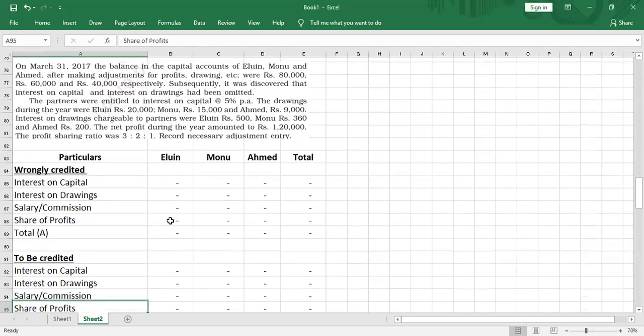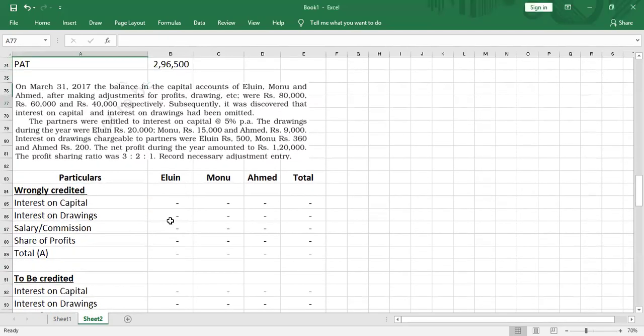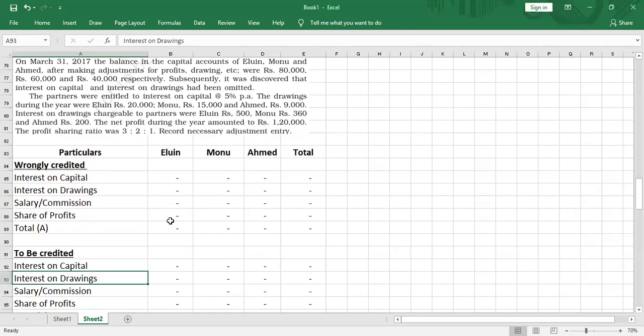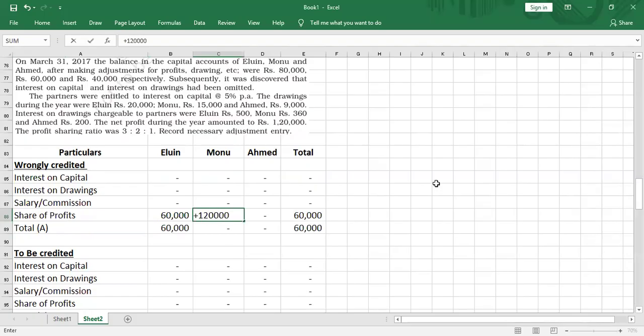The issue here is an omission problem: interest on capital has not been provided, drawings have not been provided, and the profits have been distributed without providing for anything. This means the profit would have been distributed in the old profit sharing ratio, and that will be wrongly credited because it is a wrong profit. Here it is 3:2:1, that is 3 by 6 of 1,20,000, 2 by 6 of 1,20,000, and 1 by 6 of 1,20,000. All right, now we go to the credits.